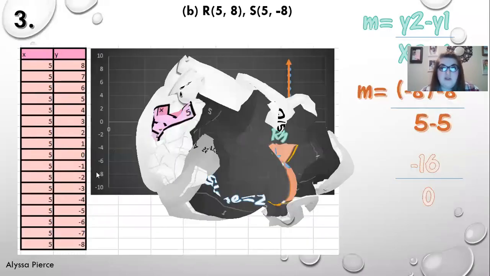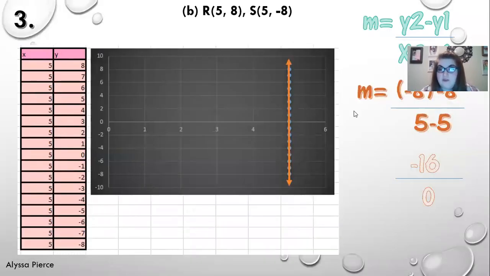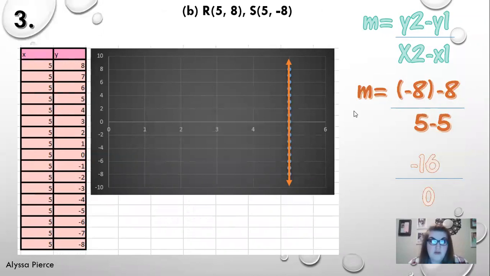Let's go on to 3B and use some algebra for it. So I'm going to move this picture down. Okay, so for part B, we were given points R, which is 5, 8, and point S, which was 5, -8. So what I've done in Excel is I have listed in my column X over here just 5s, because we go from 5 to 8 and 5 to -8, so all that's just going to be 5s. And then I've done counting just from 8 all the way down to -8. So that's represented right here on my graph on the line.